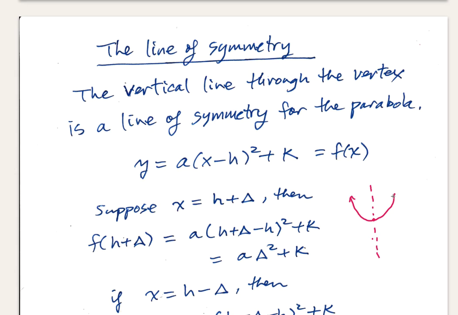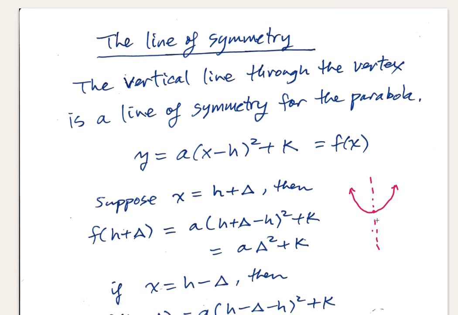What do I mean by a line of symmetry? Well, to not put too fine a point on it right now, it means if I was to take, for example, a mirror and lay it along that vertical line, the right half of the parabola gets reflected right onto the left-hand side. In other words, the two sides of the parabola are mirror images of each other across that line. And I just want to show you why that's true.